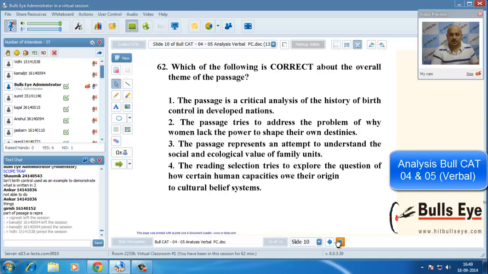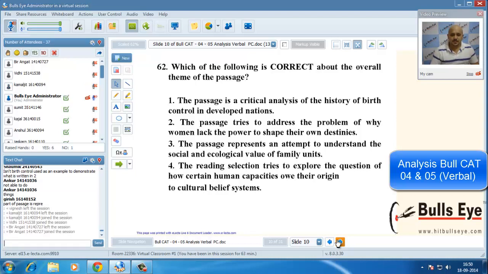There is a specific context in the passage in which the passage is saying that women are not able to shape their destinies. Which is that concept? That context is birth control. That context is reproduction. So that is the context which is being talked about here. Option number two is too general. It takes it to a level which is not justified in the given passage.